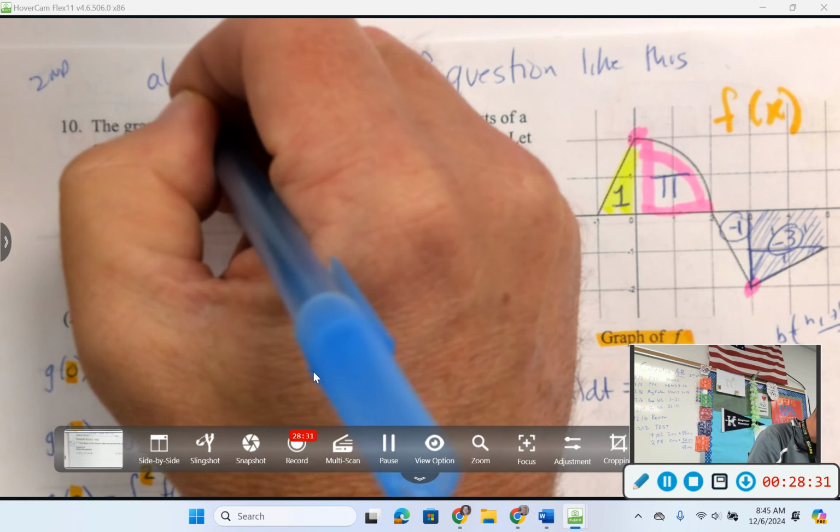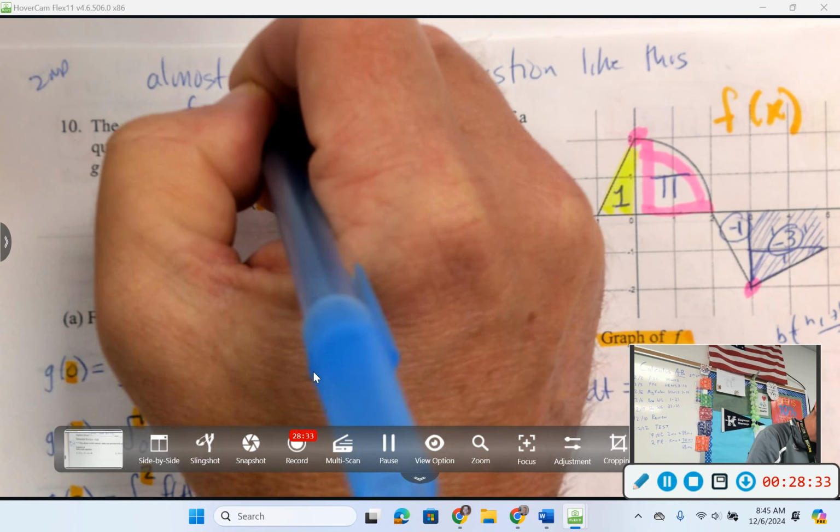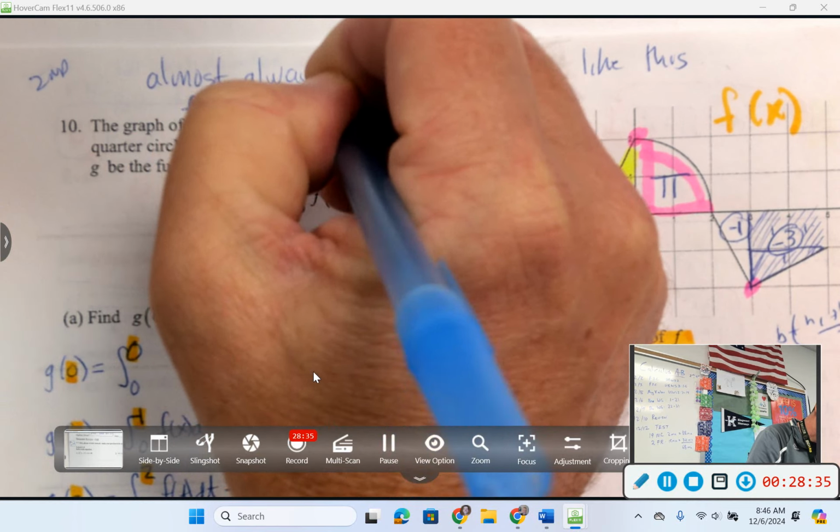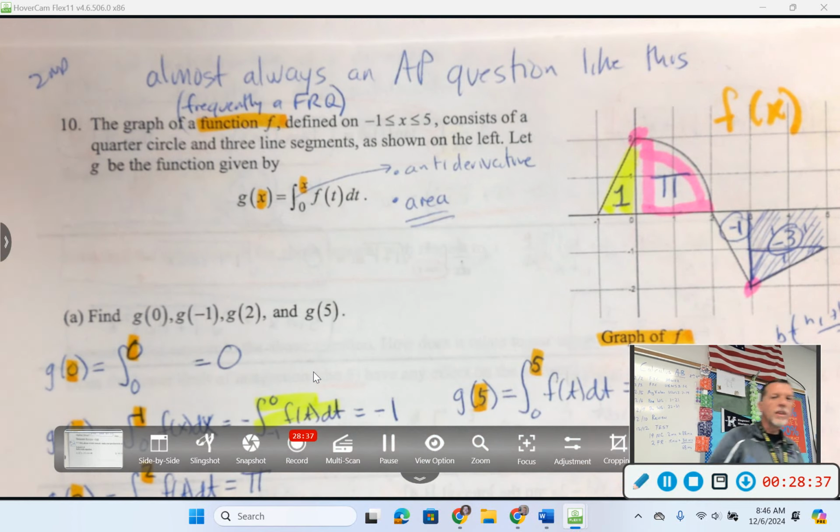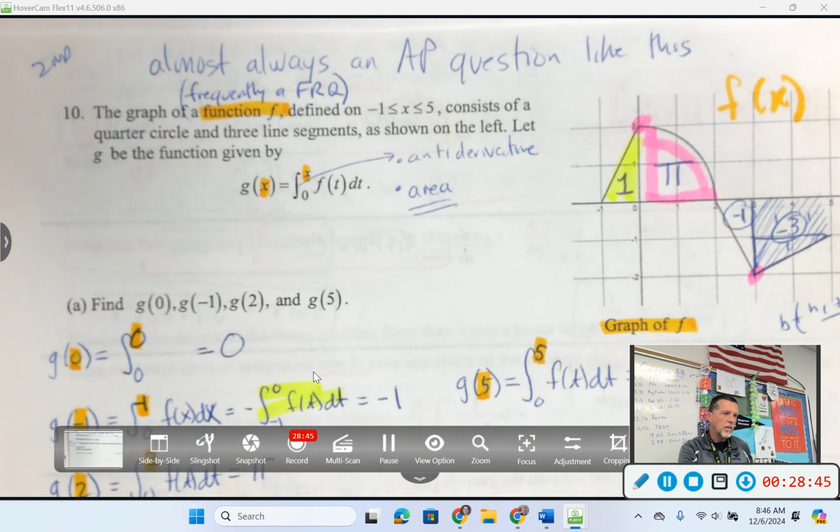And I would even go so far as to say it's frequently a free response question. It's always in there somewhere, but it's frequently a free response question because they can do so much stuff with it. Is it on your test? It is on my test, yes. It is on my test next Thursday as a free response question, and it looks a whole lot like this.